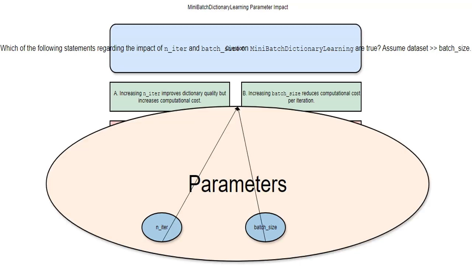This parameter controls the number of times the algorithm cycles through the data. More iterations mean more chances to refine the dictionary, typically leading to better results but increasing processing time. Think of it like repeatedly polishing a diamond. You'll get a better shine, but it'll take longer.